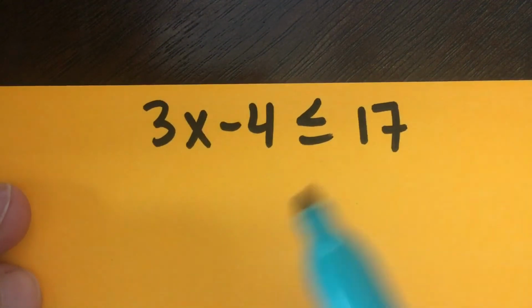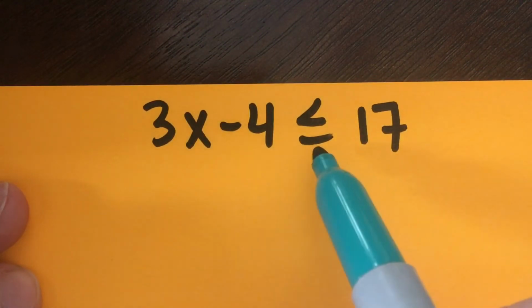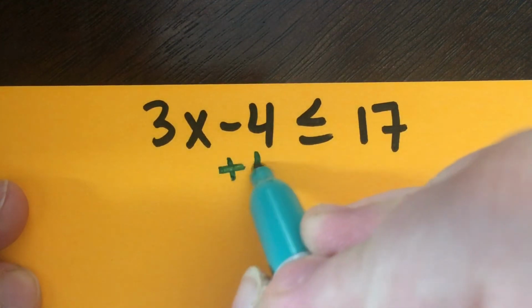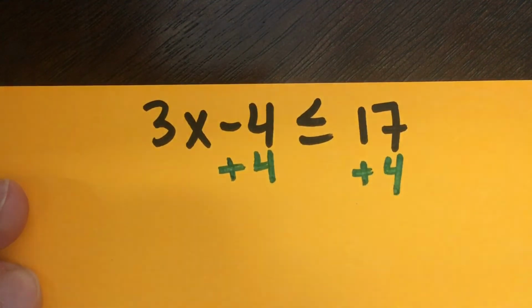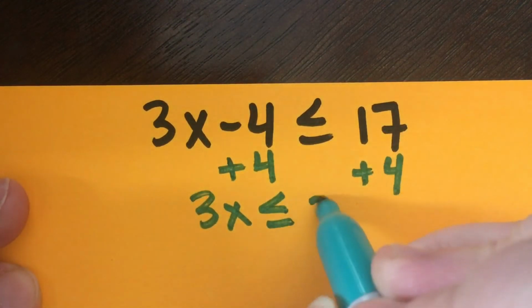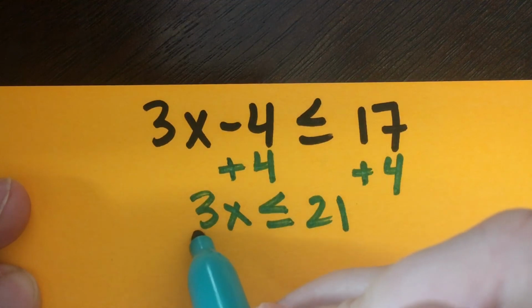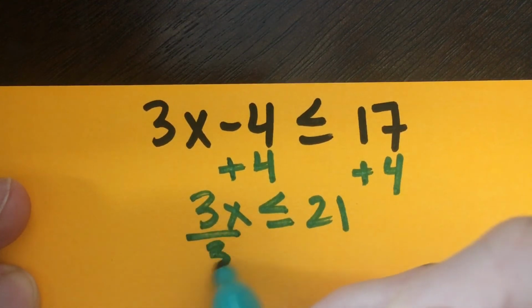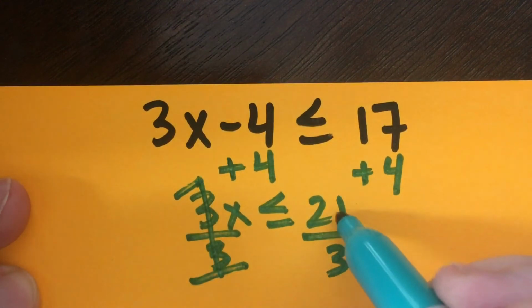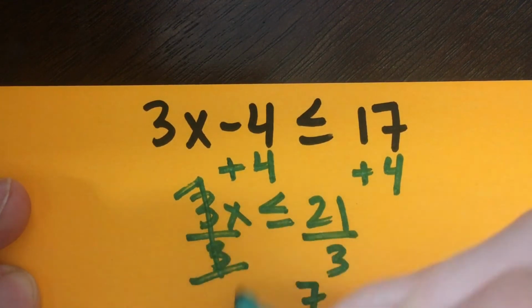Here's that problem. This is 3x subtract 4 is less than or equal to 17. Again, we use our linear algebra skills of undoing. If I'm subtracting 4, I'm going to add 4. And so I've got 3x is less than or equal to 21. And then I have 3 times x. To undo that is division. And then that cancels out to a 1, and 21 divided by 3 is 7, so I'm left with x is less than or equal to 7.